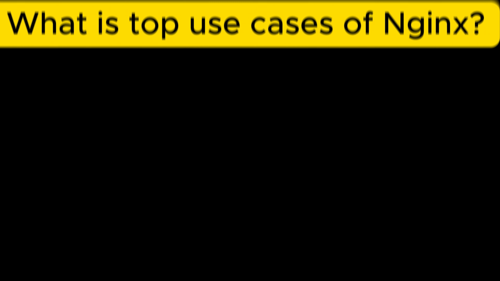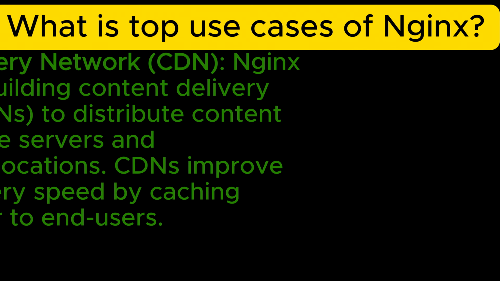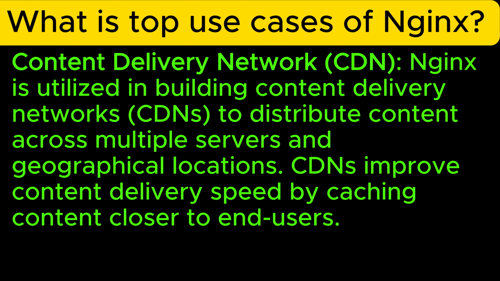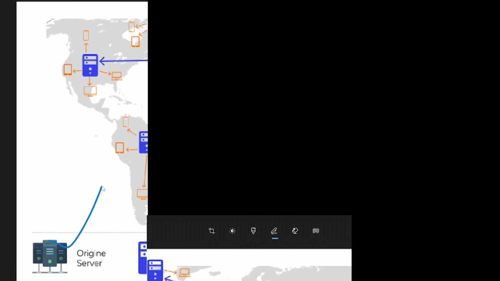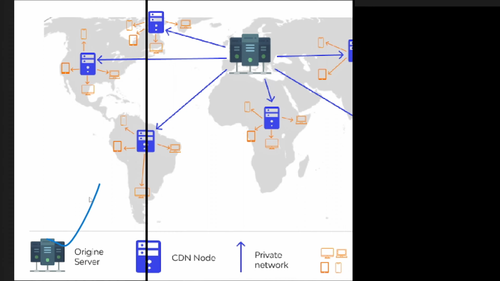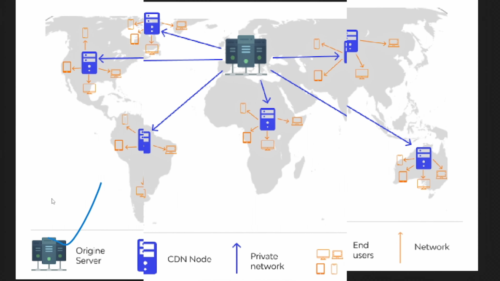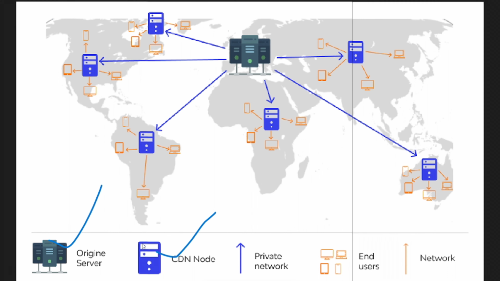Apart from API Gateway, another top use case of NGINX is the very important content delivery network. What is it? NGINX is utilized in building content delivery networks to distribute content across multiple servers and geographical locations. These CDNs improve content delivery speed by caching content closer to end users. What does it mean? Let me show you in the diagram. In this diagram you can see we have the origin server, which can be any web server, even another NGINX server. But the concept of a CDN node is that this is actually your NGINX server.